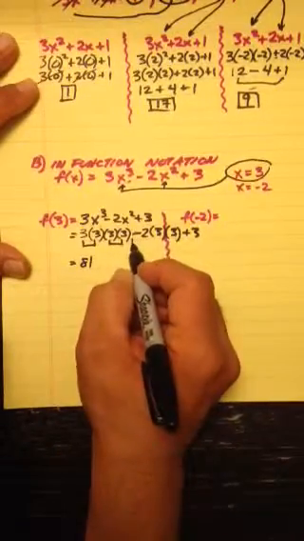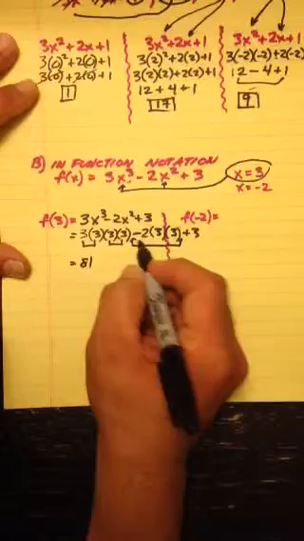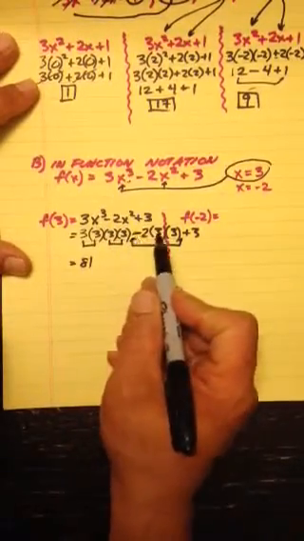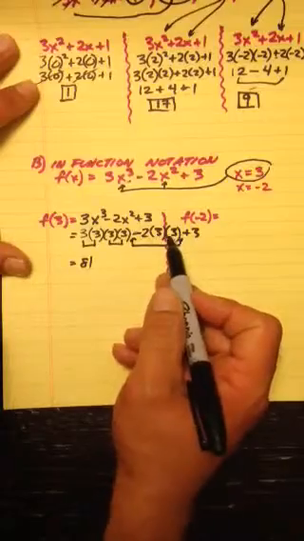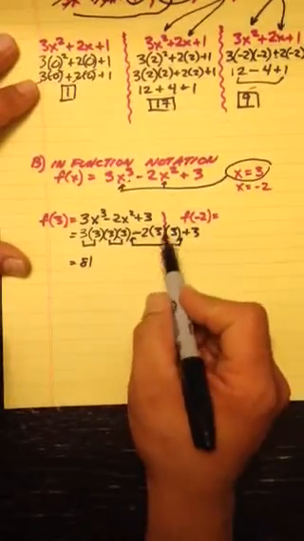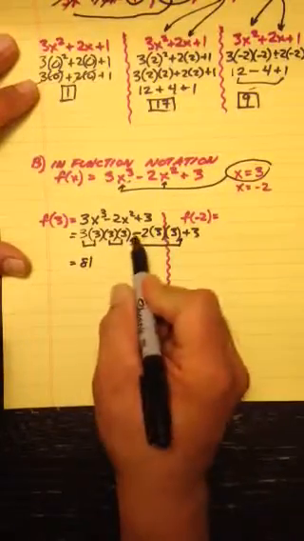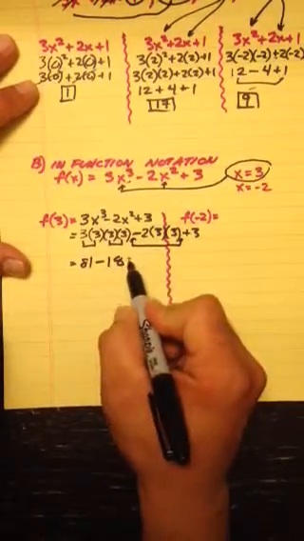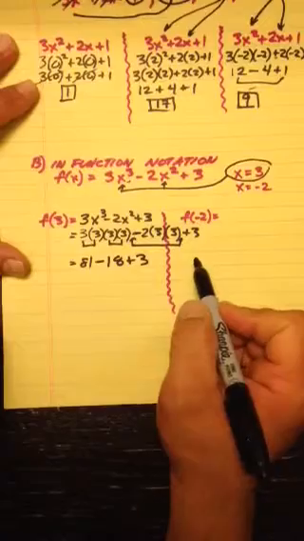Now looking at this next term, which is the negative 2x squared term. Here I have a negative 2 times a positive 3 times a positive 3. Well, that's going to be 9 times 2, which is 18. But you know it's negative. Minus 18. And lastly, we have a 3 trailing it.